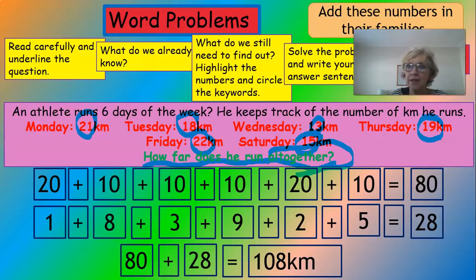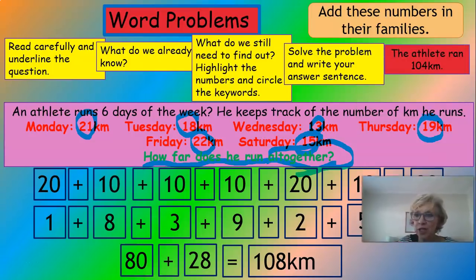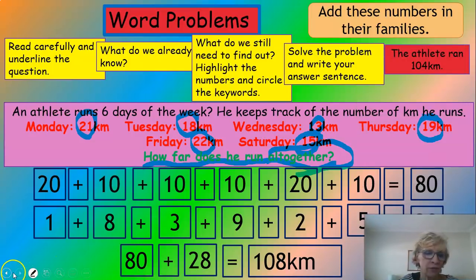And there is my sentence which tells me the answer. The athlete ran 108, except that's not 108, Mrs. Hahn. It's supposed to be 108, but that is 104. Mistake. Correction, 108.